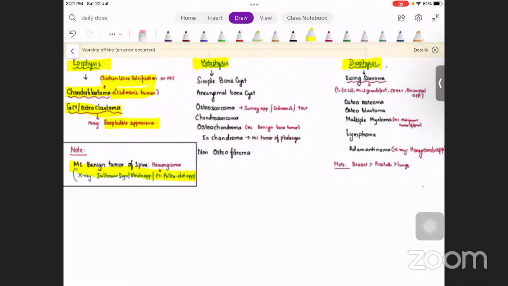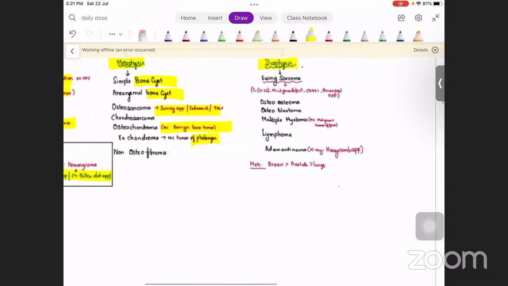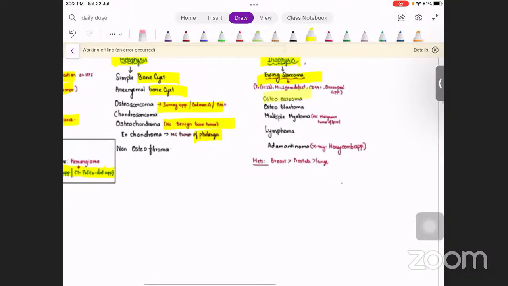Then you have the metaphysis. Speaking about the metaphysis, you have the simple bone cyst or aneurysmal bone cyst, and the osteosarcoma with a sunray appearance or Codman triangle or increased ALP as features. And you have the chondrosarcoma and osteochondroma, which is the most common benign tumor. And you have the enchondroma, which is the most common tumor of your phalanges, and non-ossifying fibroma.